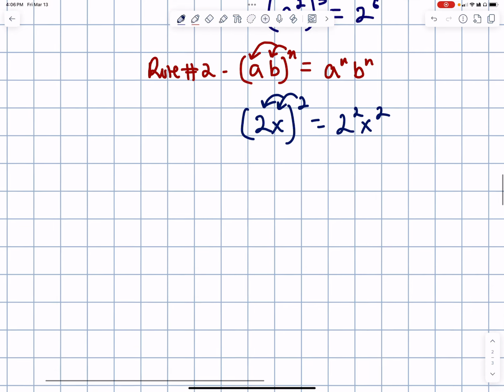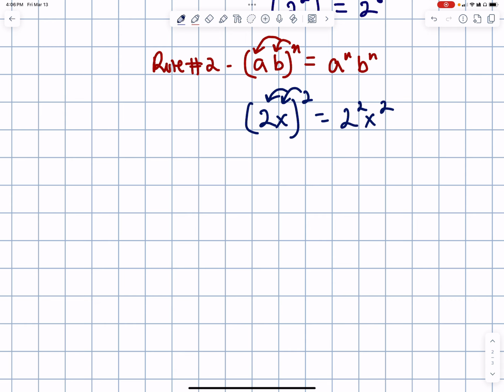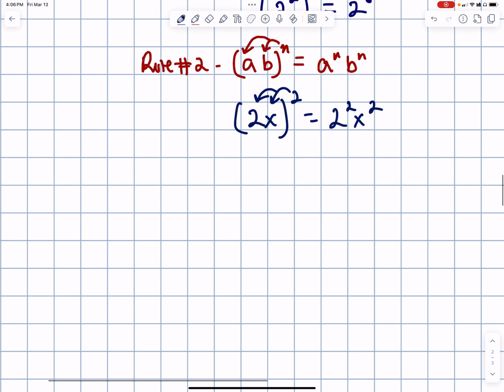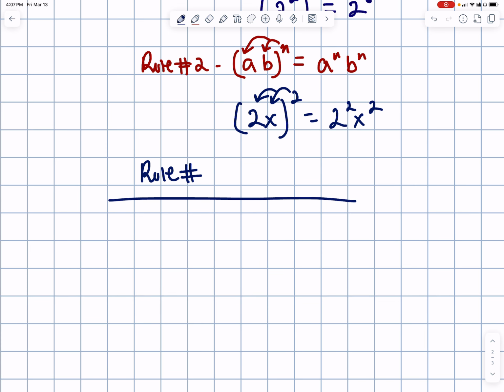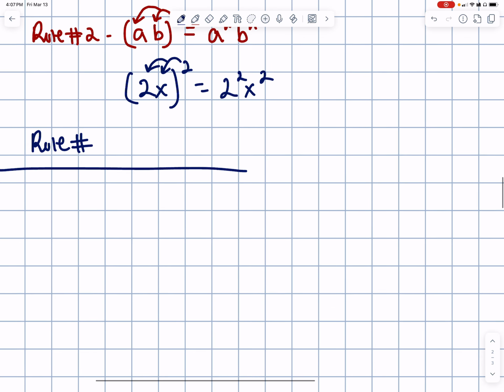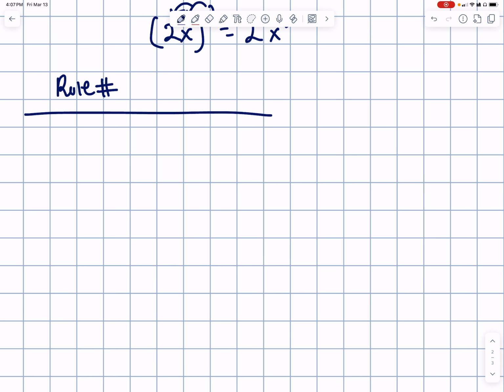Moving on. Let's go ahead and do something with rule number 1. Sorry that I'm taking my time with this. I'm looking at the textbook, and I want to make sure that I don't write the wrong thing. So let's go back to rule number 1 and do a couple examples. So we have rule number 1, and we have 3 to the 4th power to the second power.